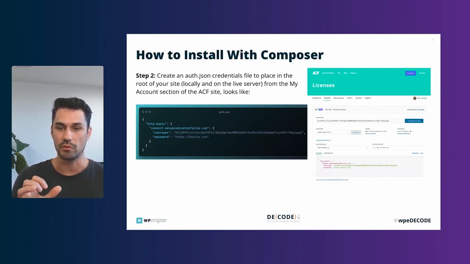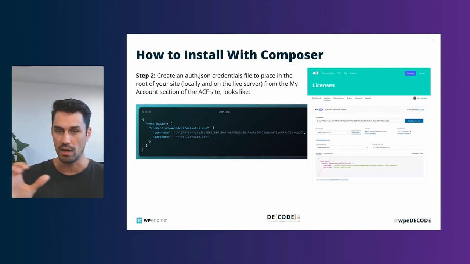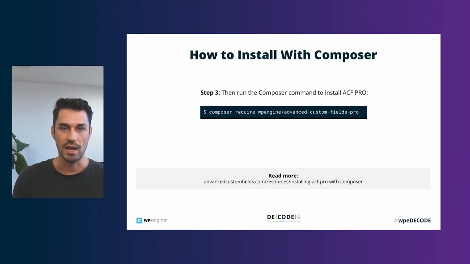And the credentials that you need for that file are now available in the account area on advancedcustomfields.com. So if you log in, you'll see a licenses area and there's a few extra tabs and stuff like that. You can just grab the whole chunk of code, copy and paste the whole thing, or you can grab the individual username and password and bring it over to the file that you've created, the auth.json file. And the third step, you run the Composer command. So that's nice and easy.